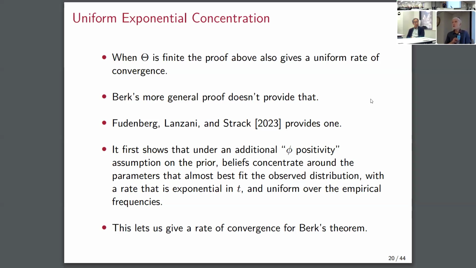There was an earlier paper that gave a uniform concentration bound for correctly specified beliefs. It's a paper by Diaconis and Freedman from the 90s. So in a sense, what we're doing is combining Berk's result on misspecified learning with the Diaconis and Freedman result on uniform convergence speeds. So we end up with a rate of convergence exponential in T, and uniform over realizations.